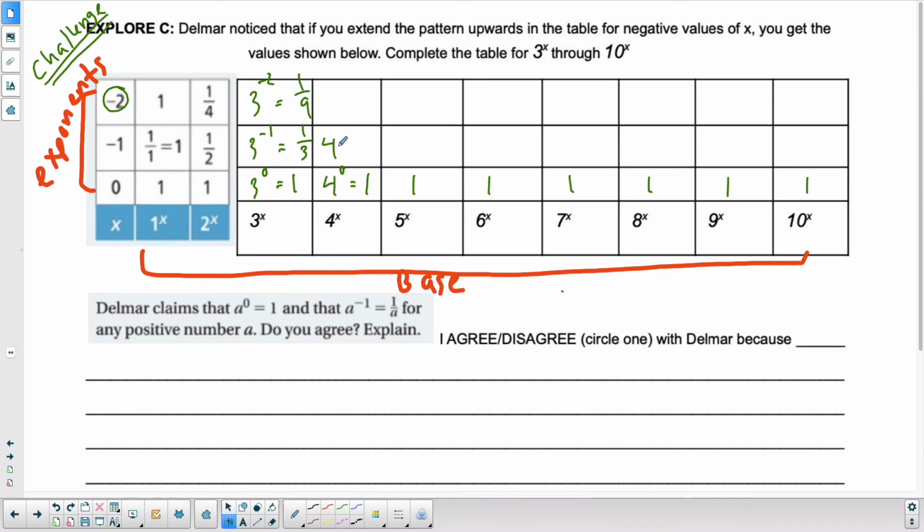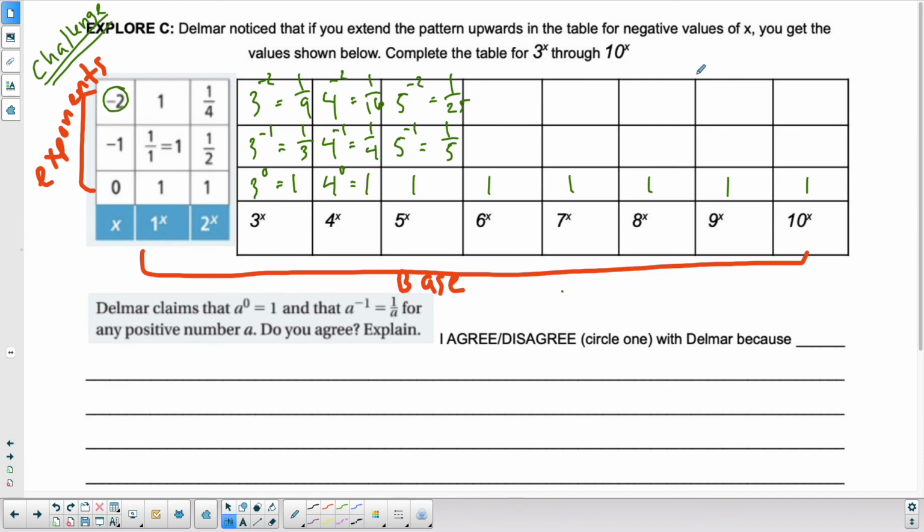When the base is 4 and the exponent is -1, this is 1/4. When the base is 4 and the exponent is -2, this is 1/16. I'll do one more, see if you guys notice a pattern. 5 to the -1, when the base is 5, the exponent is -1, this is 1/5. 5 to the -2 is 1/25.